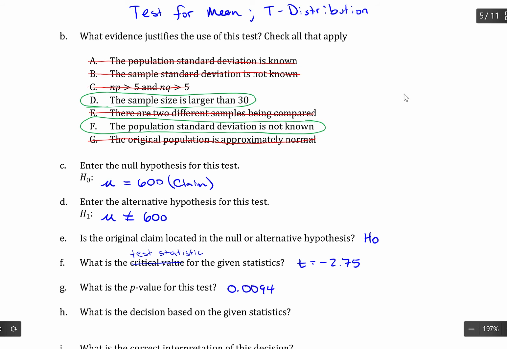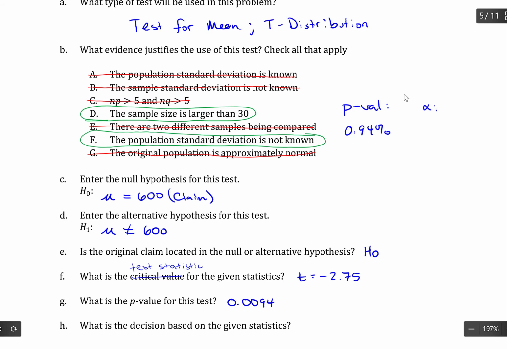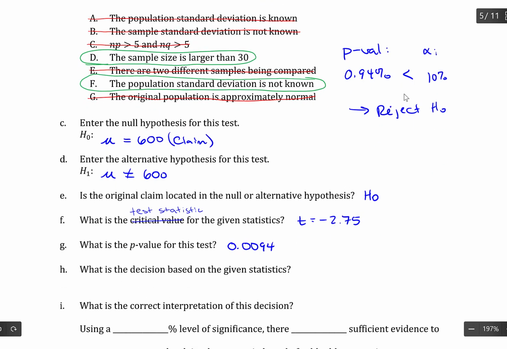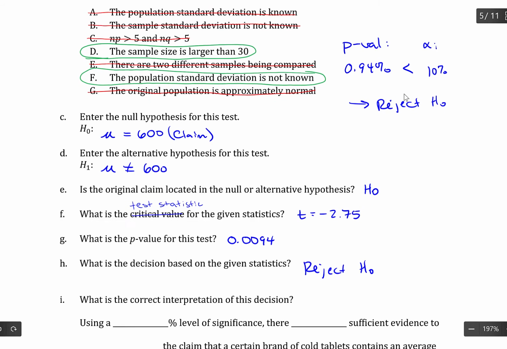What is the decision based on the given statistics? So the decision, what we do, we take our p-value and we compare it to our alpha level. The p-value is 0.94%. The alpha level is the level of significance, which is 10%. Now the p-value in this case is less than alpha. And our rule is, if p is low, the null must go. So the decision here is to reject the null hypothesis.